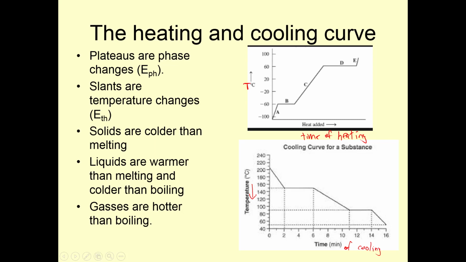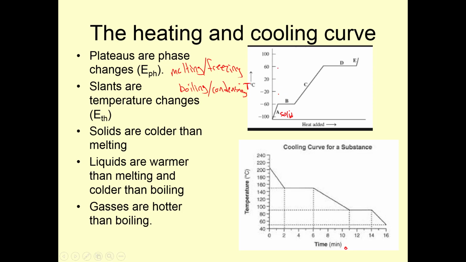Okay? So the plateaus are phase changes. My phase changes are either going to be melting or freezing, and that happens at the same temperature, or boiling or condensing. So this first one right here happens at -60. So if I'm starting out down here, the coldest state of matter would have to be a solid. So A is going to be a solid. B is going to be melting.